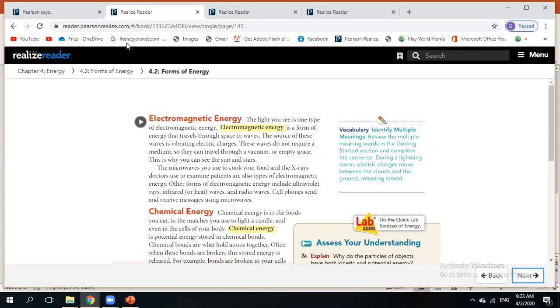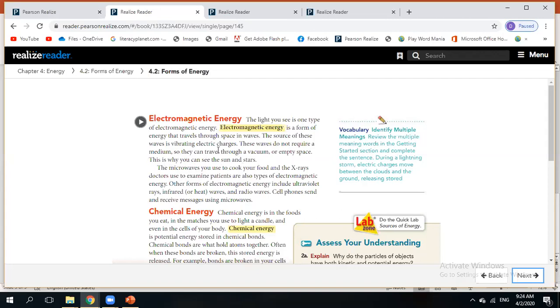These waves are associated with a form of energy that travels through space, which is named electromagnetic energy. The source of these waves is vibrating electric charges. Electric charges that vibrate create waves, making an electric field and a magnetic field that form each other continuously, forming electromagnetic waves and electromagnetic energy. Of course, these waves do not require a medium. They can travel through space or through vacuum.